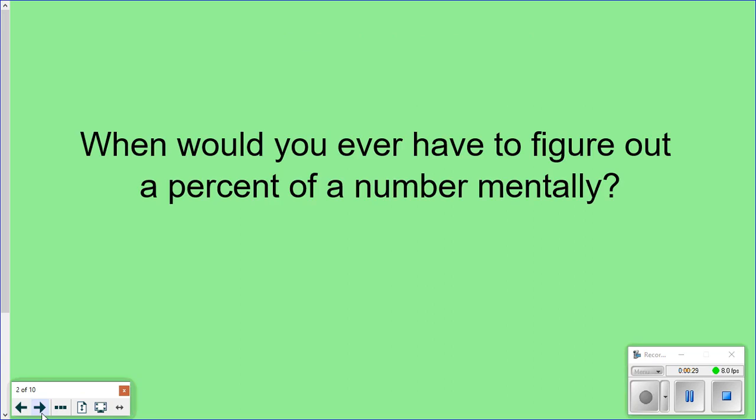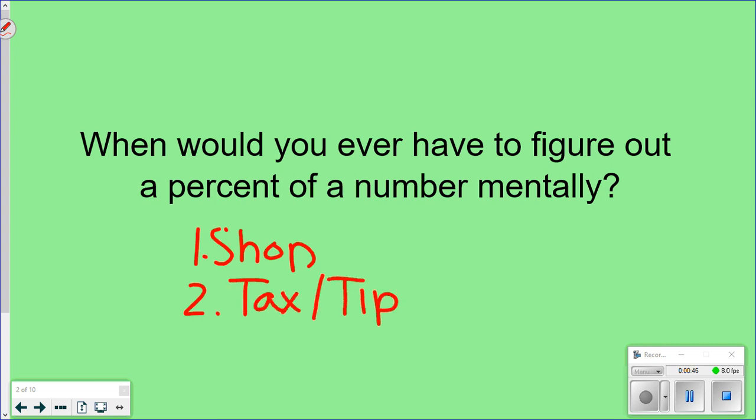So my first question is, when would you ever have to figure out percents mentally? A lot of times, there's two times where people figure percent mentally, and that's when they shop, and the second is when they are figuring out tax or tips. Some jobs also require you to use percents, and sometimes people can get so good that they can do things mentally, but in real life, everybody will most likely use it for these two times. But then, like I said, there's some jobs that will require you to use percents also, and you'll get so good at them that you can do them in your head.